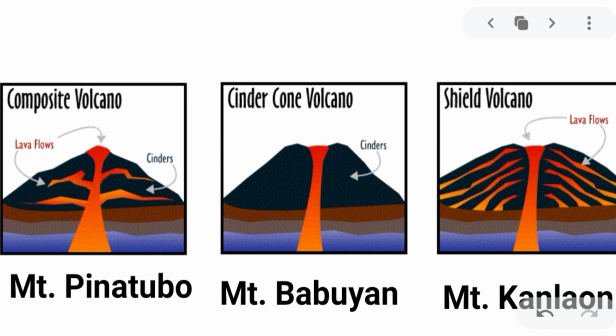Then we have here the cinder cone volcano. So as you can see, the flow of the magma is one way. It is one way. And example of this is Mount Babuyan. And then we have here the shield volcano. For shield volcano, it has a wider crater here and we have here a lava flow. So mas lawak yung sinasakop na lava flow nito kasi usually mas liquid yung lava. Kaya mas malayo yung distance na nararating ng mga lava branches or lava flows natin dito. Example nito ay Mount Canlaon.